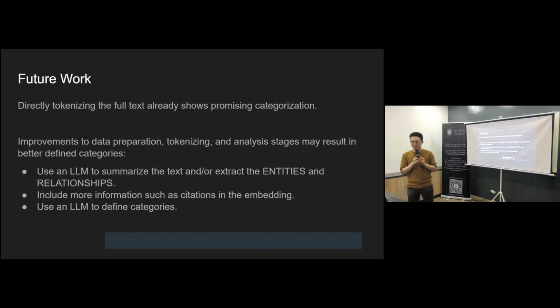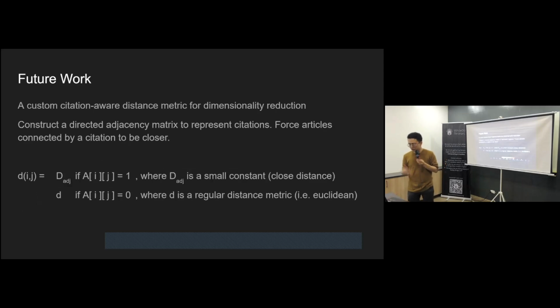And I believe that passing the full text into the tokenizer might be a crude method for now, but it works, but it could be quite crude. We can probably use an LLM to help synthesize or summarize the data first before passing it into the tokenizer. Another thing I tried to do was include citation information. So papers that cited each other, I would force them to be closer on the graph. However, I wasn't able to finish the code for this one in time.